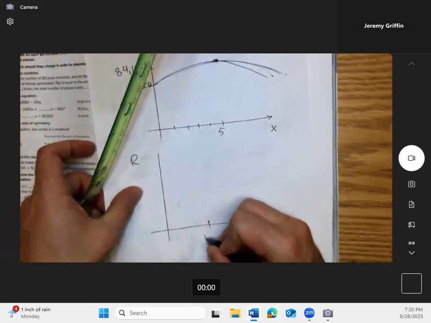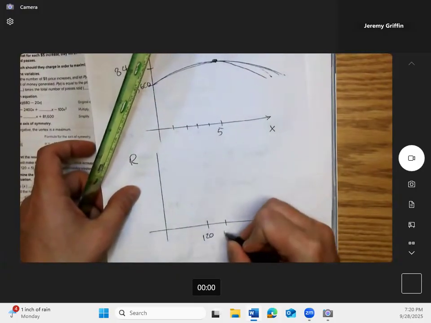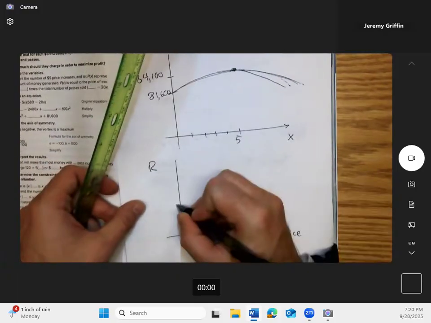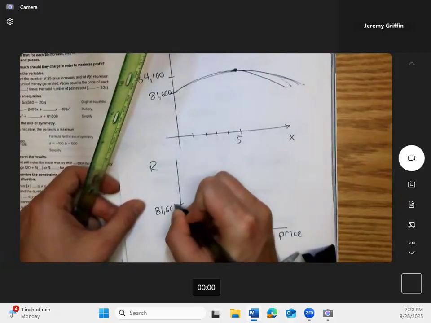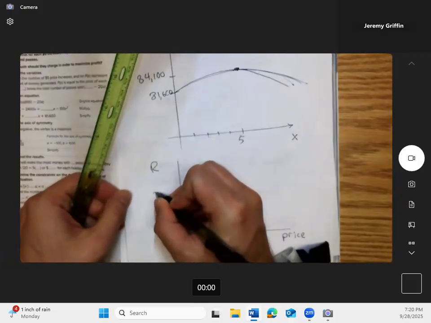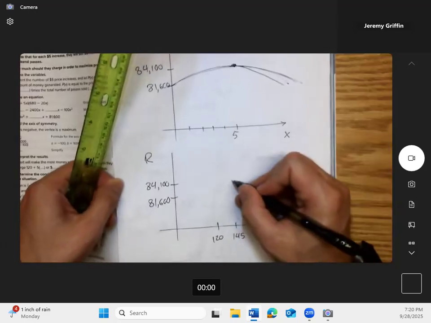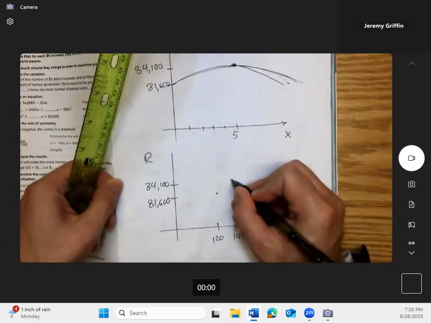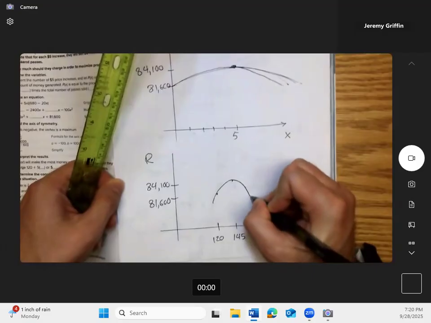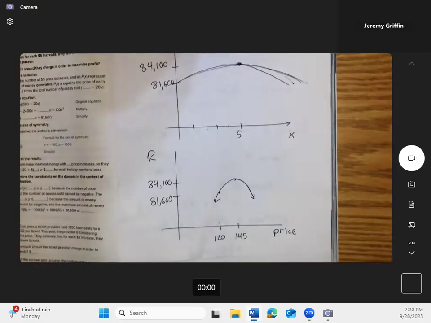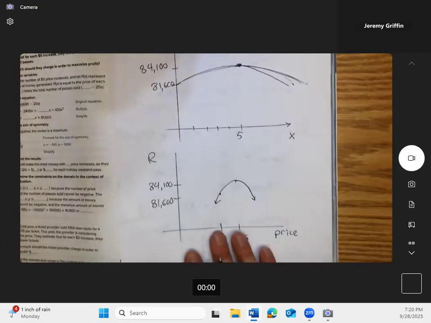$120, $145. At $120 we make something. At $145 we make something. We got 81,000 here, 84,000 here. Again, it's not to scale, but you could also make a graph in terms of price. It would still be an upside down parabola, so something like that. So there's a few different looks at that.